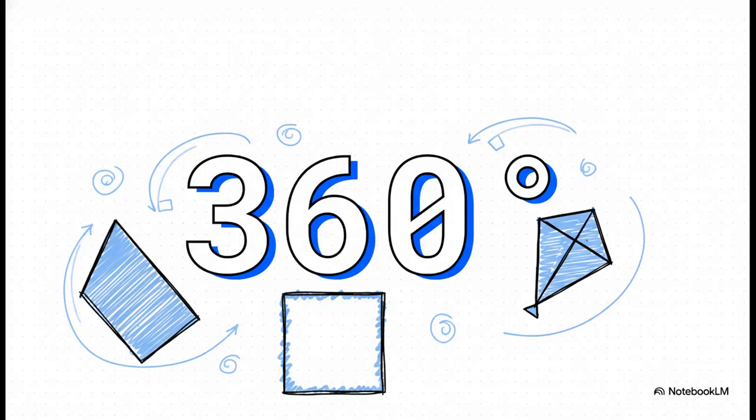Okay, so here's the first big rule for the whole quadrilateral family. It doesn't matter what it looks like. It could be a square, a kite, a trapezoid, even some really bizarre, wonky shape you draw. If it has four sides, the four angles inside will always add up to exactly 360 degrees, every single time.